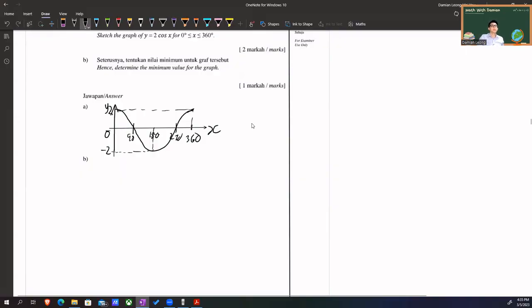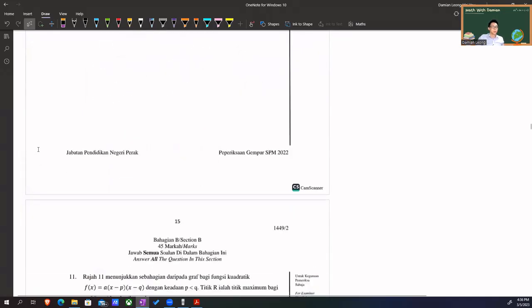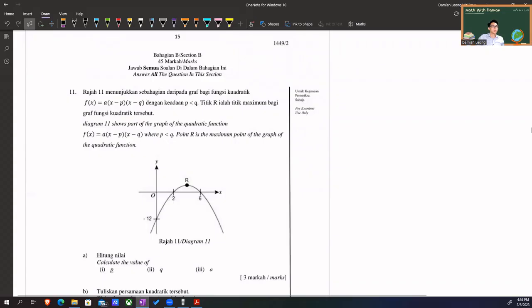Part B, determine the minimum value for the graph. Minimum value is just the lowest value. So the minimum value is just -2. Yeah, that's it. Okay. Then question 11.